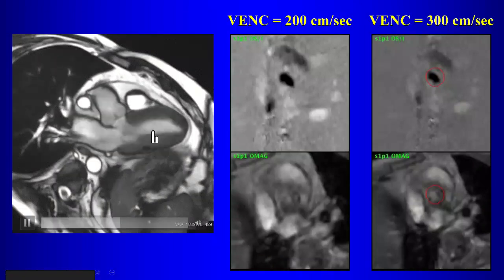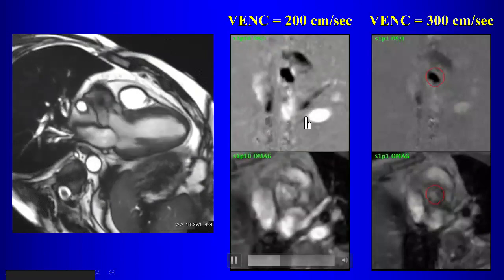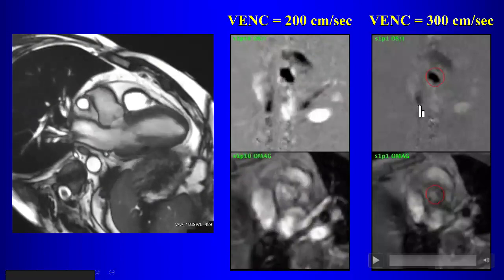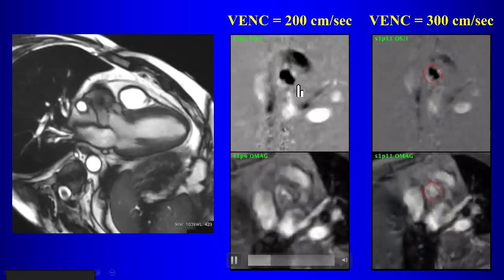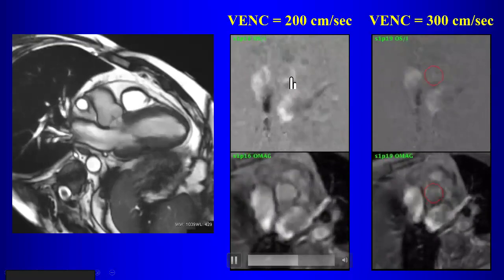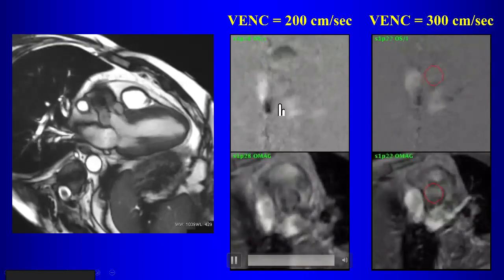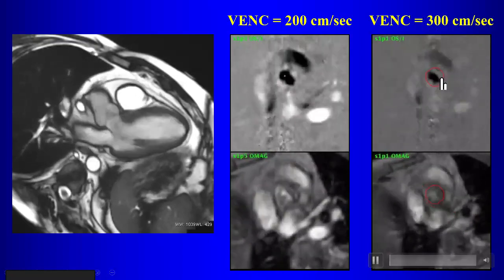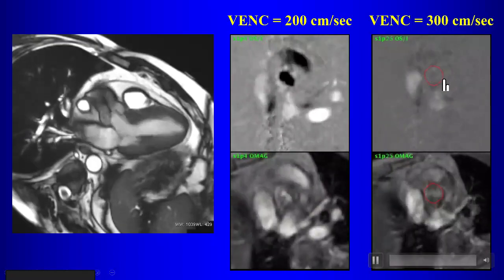So here's another nice example. Here we have a patient who has mostly aortic stenosis. When we look at our images, velocity encoding gradient at 200, look right in the center of the vessel. See that little tiny speckle of white? That's aliasing. That means we've got to go back, increase our velocity encoding gradient and repeat the experiment, make sure the aliasing goes away. Now our measurements will be accurate.